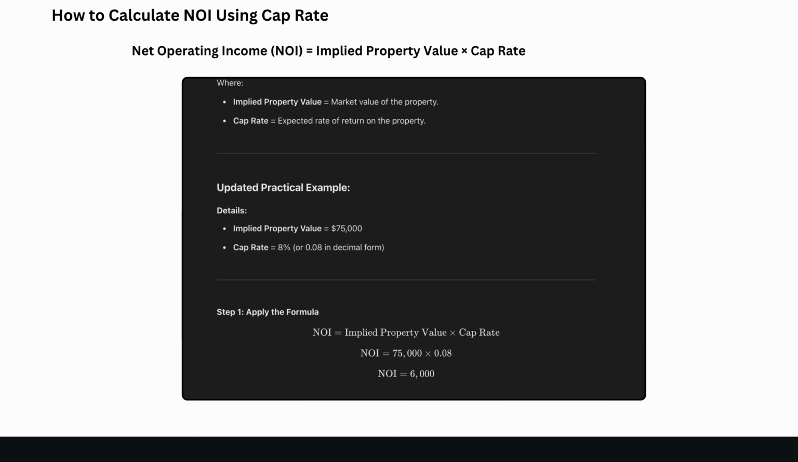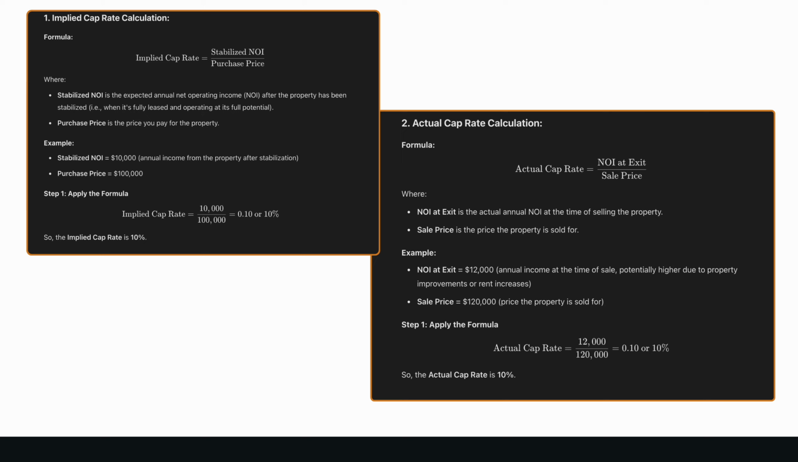Now, let's compute the net operating income. The formula is implied property value times cap rate. What is implied property value? It is the market value of the property. Cap rate is the expected rate of return on the property. In the practical example, the implied property value is 75k dollars and the cap rate is 8%, in decimal form. If you simply multiply, net operating income would be around $6,000.